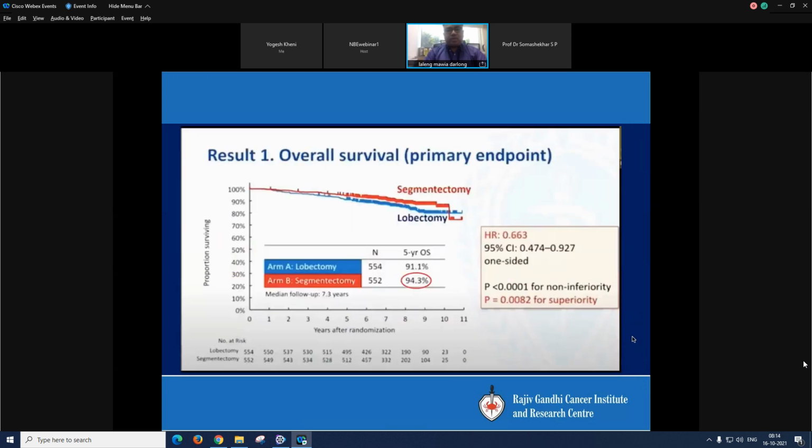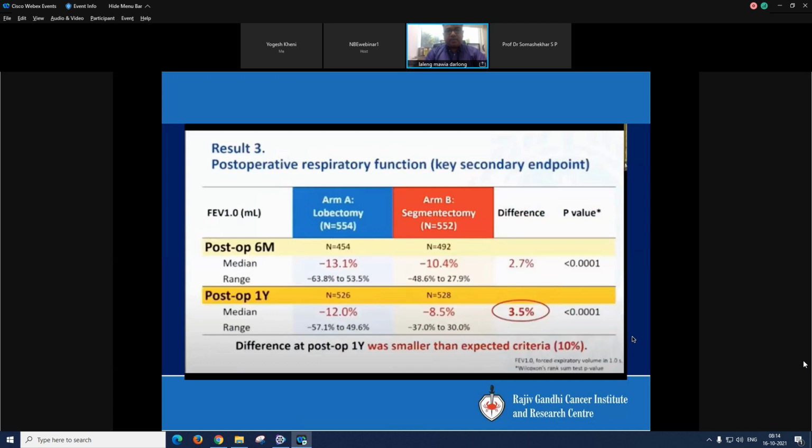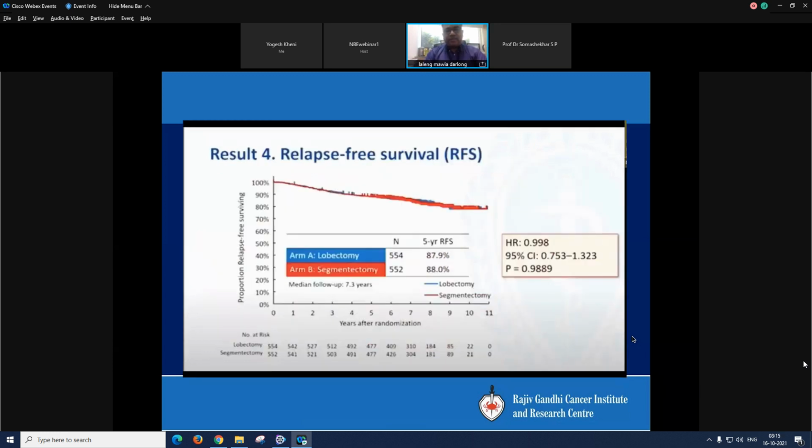And this is what they presented. They found that overall survival was better in the segmentectomy group by approximately nearly 3%. And in terms of pulmonary function post-op, they did not find a very significant improvement, which they expected to be more than 10%, but it was just a 3.5% difference. In terms of relapse-free survival, it was again in favor of segmentectomy, 87.9 and 88%.